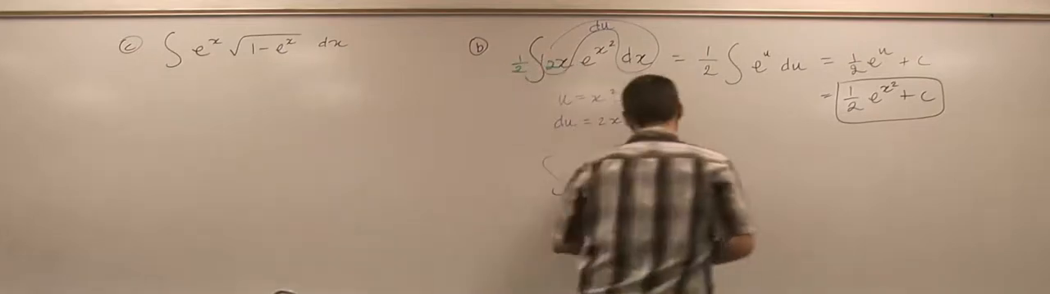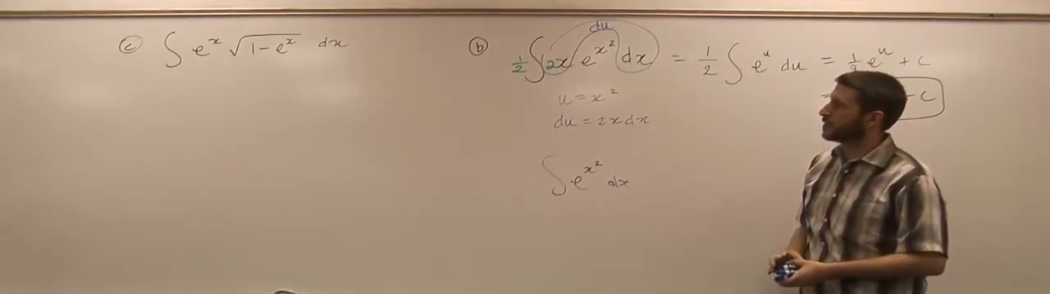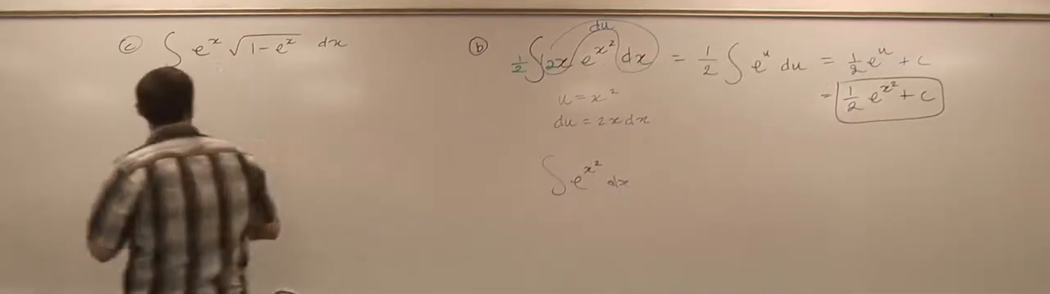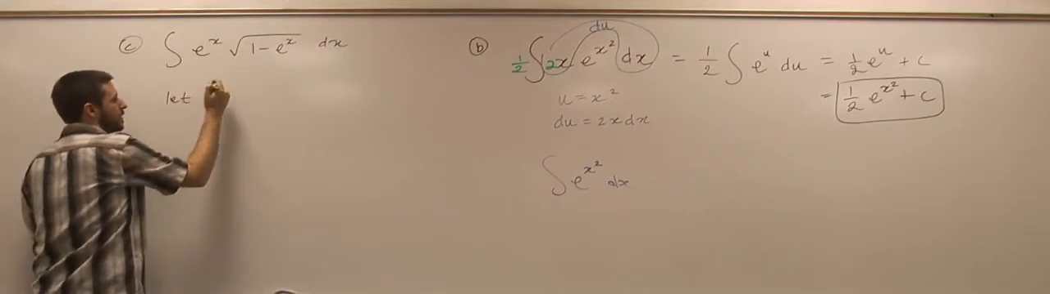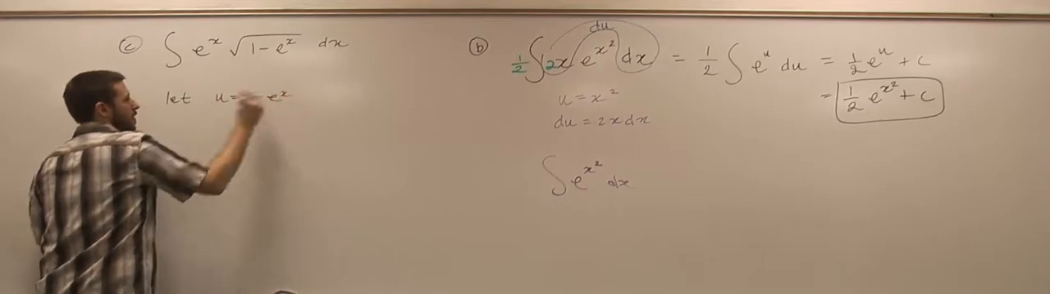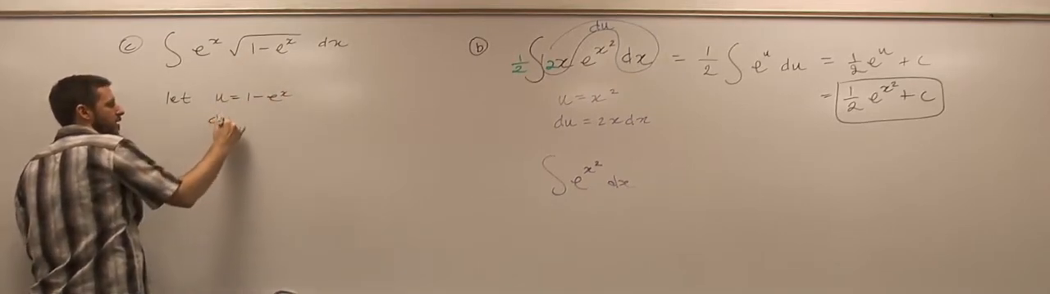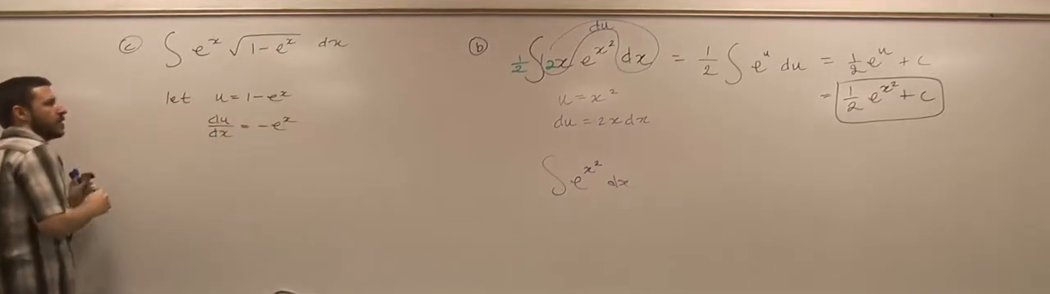U sub? What's your U substitution? 1 minus e to the x. Yeah. So if you let u equal 1 minus e to the x, because the derivative of e to the x is e to the x again, you get negative e to the x here.